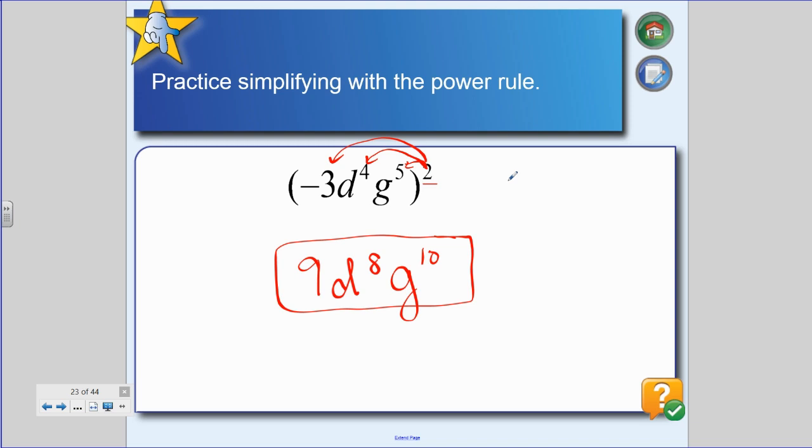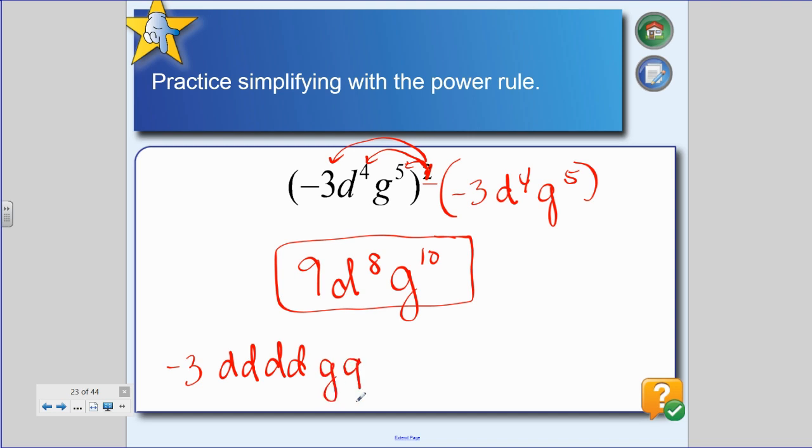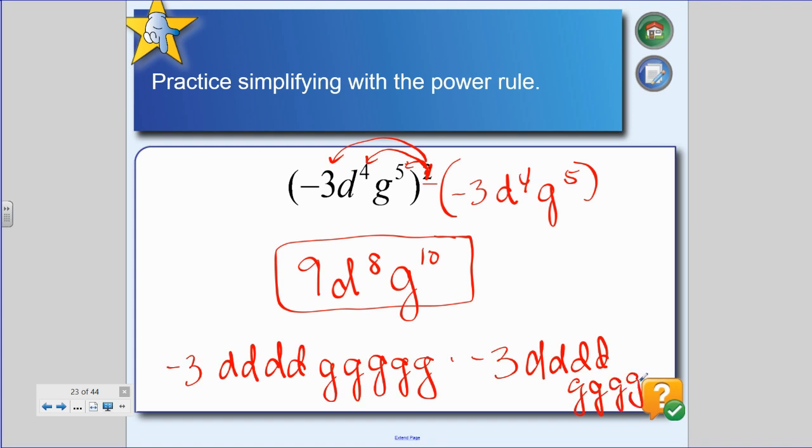Or you could, when in doubt, stretch it out. So you might have crossed out this exponent and gone negative 3d to the 4 times g to the 5th. And if you still didn't trust me, you might have gone like this, negative 3 d, d, d, d, g, g, g, g, g, times another one of those, negative 3 d, d, d, d, g, g, g, g, g. And that's really annoying and obnoxious, right? So you get the point, though.